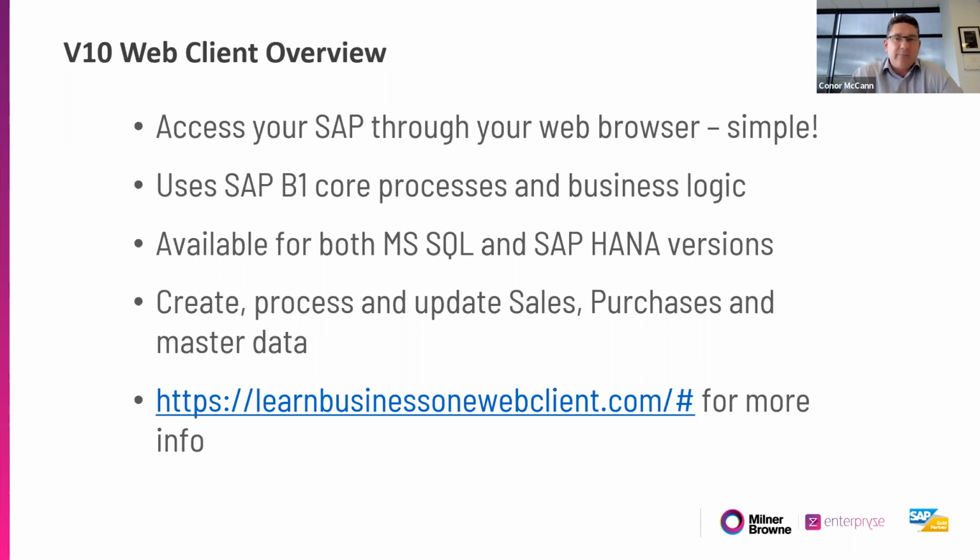So what is the web client? The web client allows you to access your SAP data through a web browser like Google Chrome. So if you're out and about, you don't want to have to connect into a VPN and then remote desktop into SAP. You can access your SAP data through Google Chrome and through a login process that gets you directly into your SAP data. It still uses all the same SAP B1 core processes and business logic. So that's all straightforward. It's available for both SQL and the SAP HANA versions. So it's the exact same client service installed on your server for both of those systems.